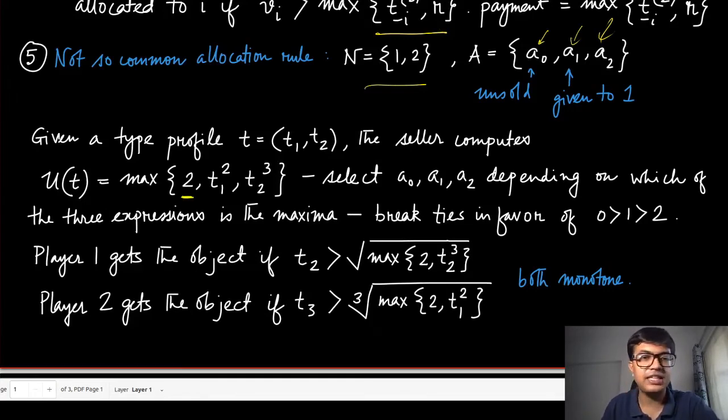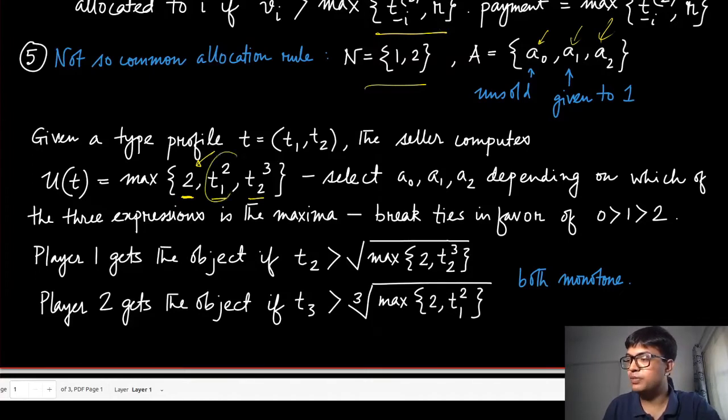So the first thing is some arbitrary constant, let's say 2, and the second and third are T1 squared, the type of player 1 squared, and T2 the type of player 2 cubed. And it will select A0, A1 or A2 depending on which of these is the maximum. So if this turns out to be the maximum, then the mechanism will not sell this object at all.